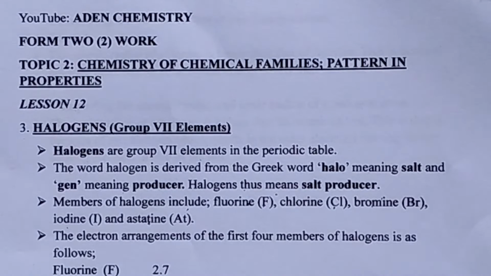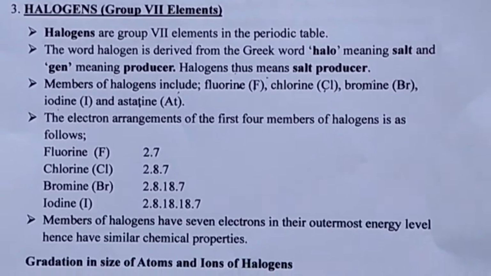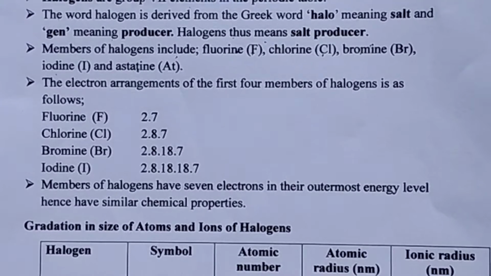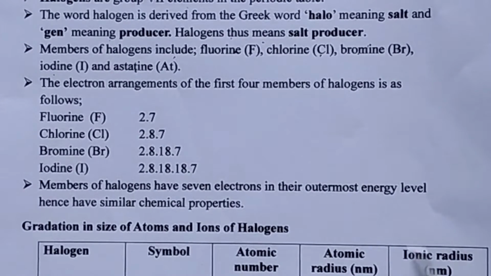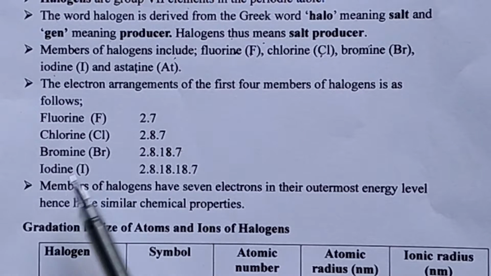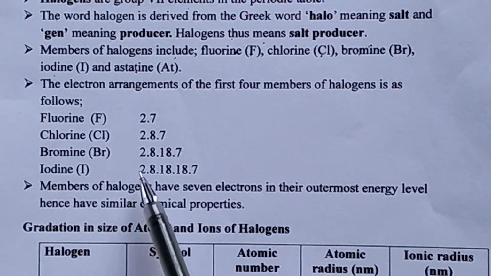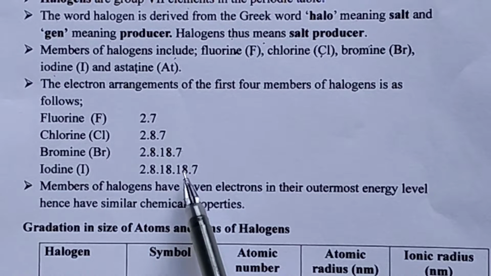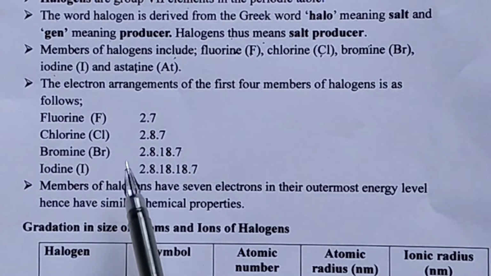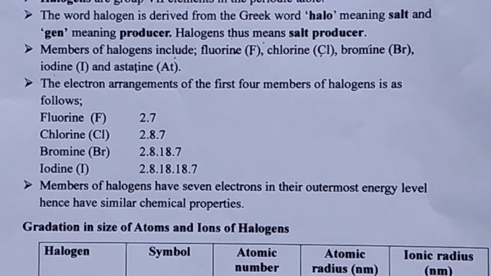Next, the electron arrangements of the first 4 members of halogens are as follows. We start with fluorine with electronic configuration 2,7, chlorine with electronic configuration 2,8,7. Then we have bromine with electronic configuration 2,8,18,7. Lastly, iodine with electronic arrangement 2,8,18,18,7. So bromine and iodine are not among the first 20 members of the periodic table.